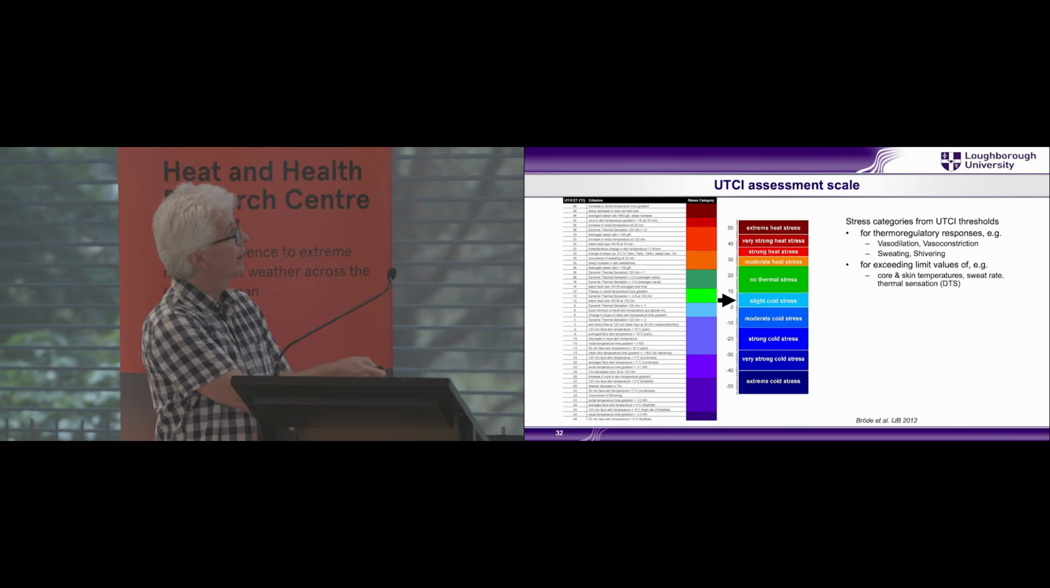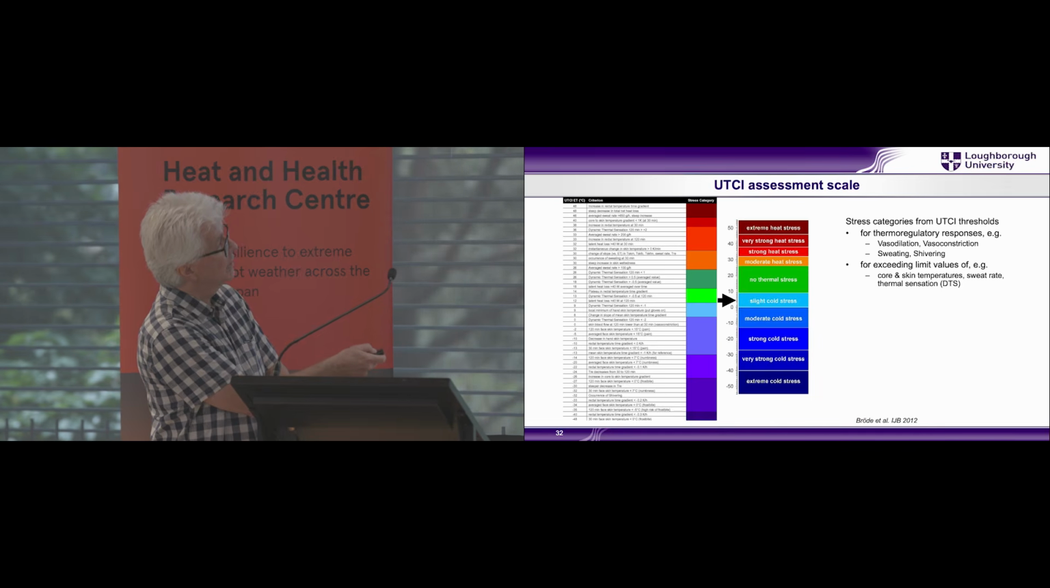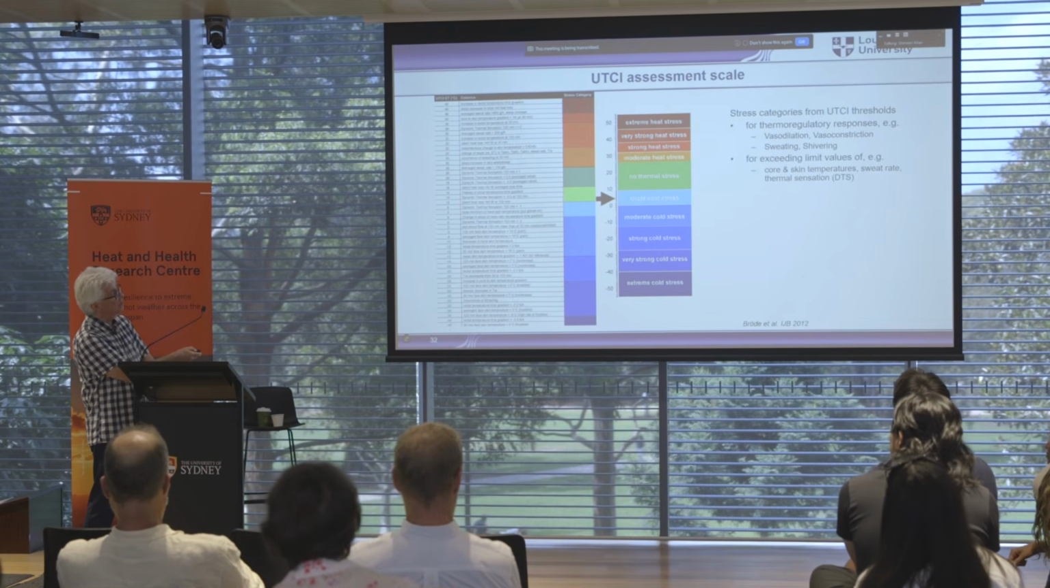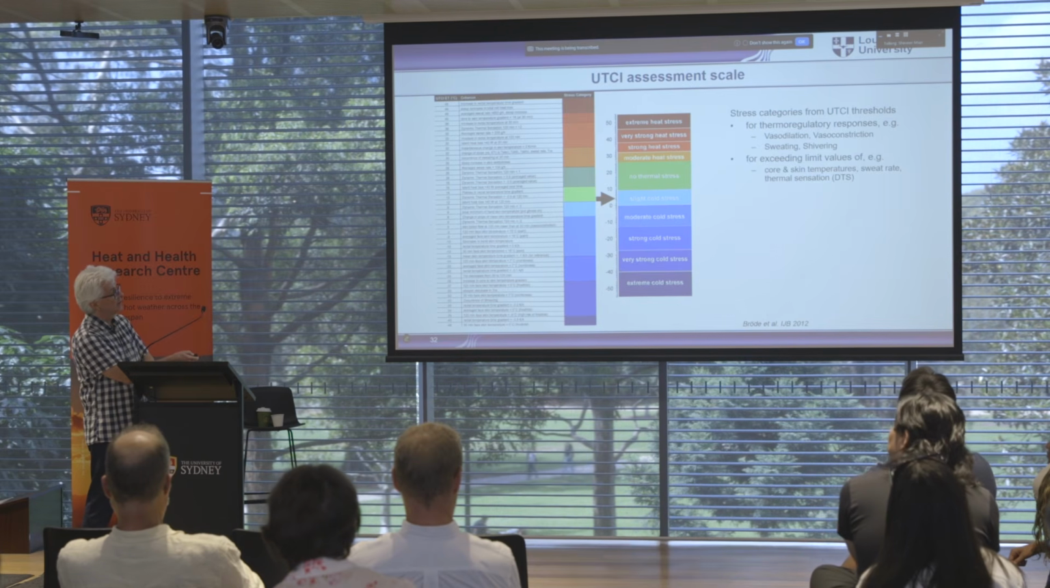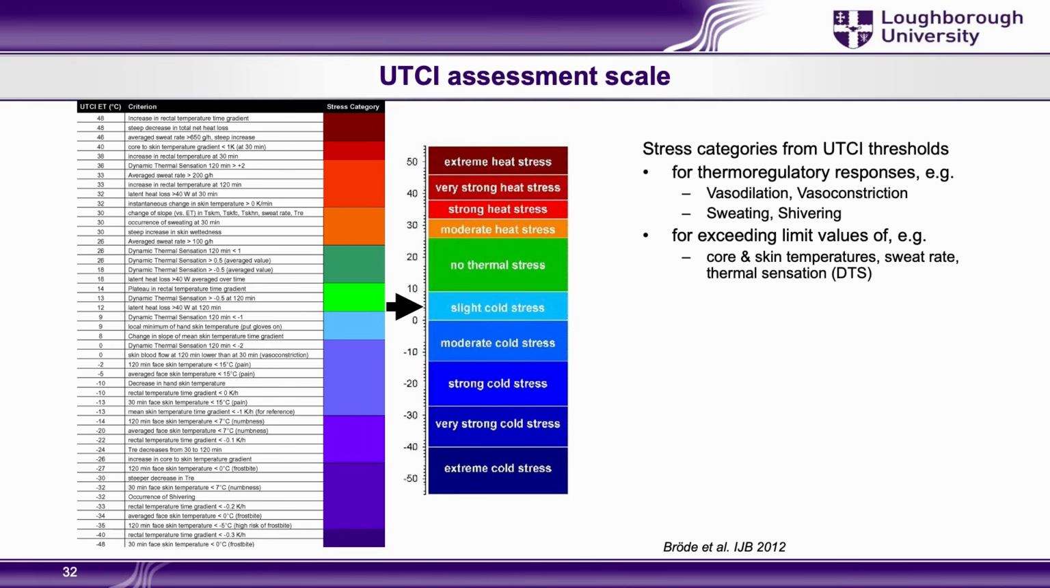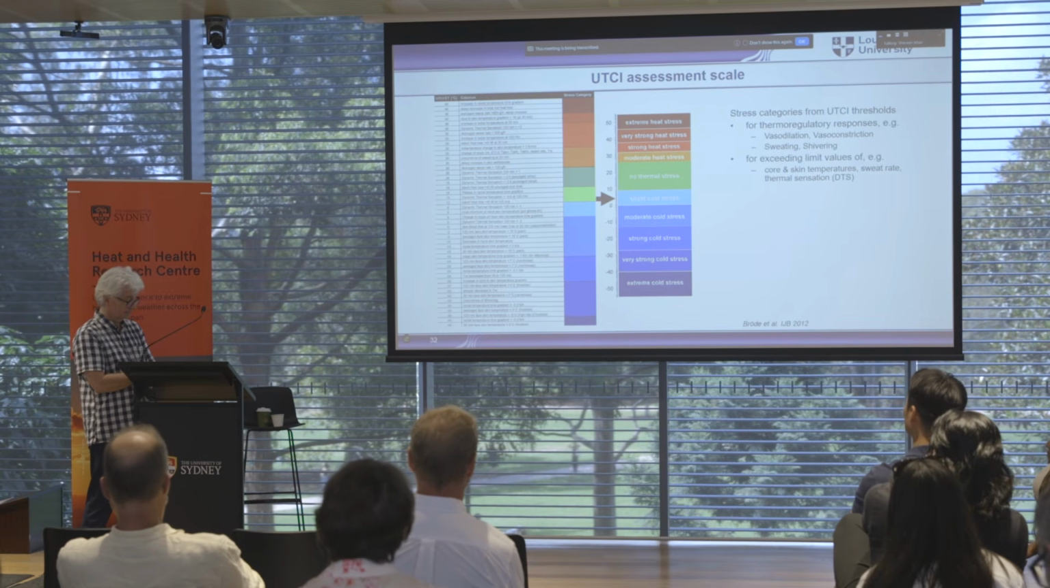So as I said here, it looks at thermoregulatory responses, vasodilation, vasoconstriction, sweating and shivering, and looking at exceeding limit values. But like I say, in some ways, I would like people to look at this a lot more. At the time it was produced, I think it was a very good effort, and there were a lot of experts around the table looking at this, but it's not like afterwards there was a lot of validation done to see whether that matches.